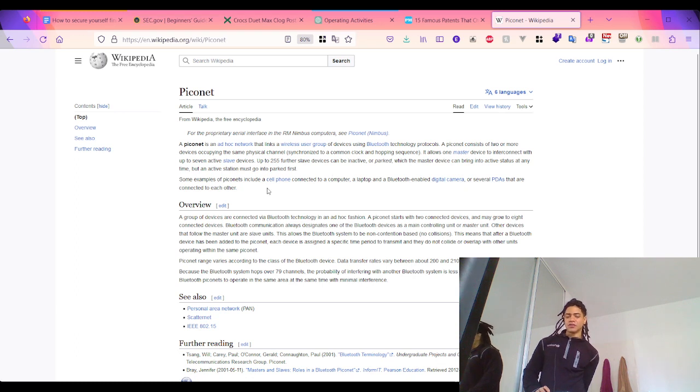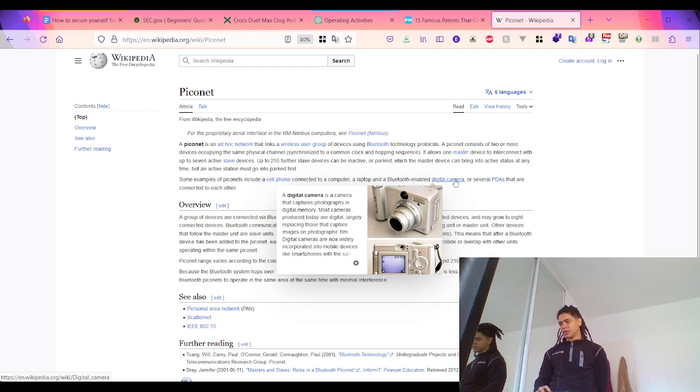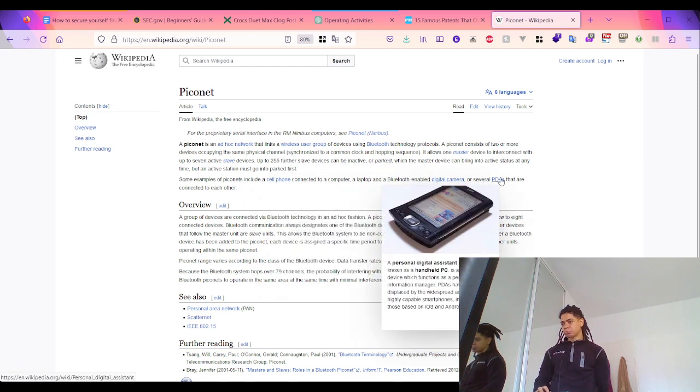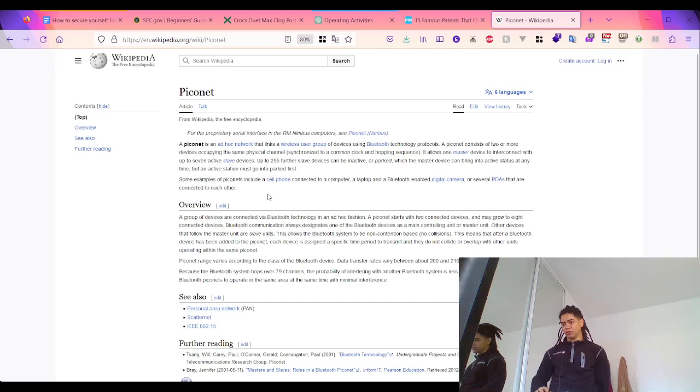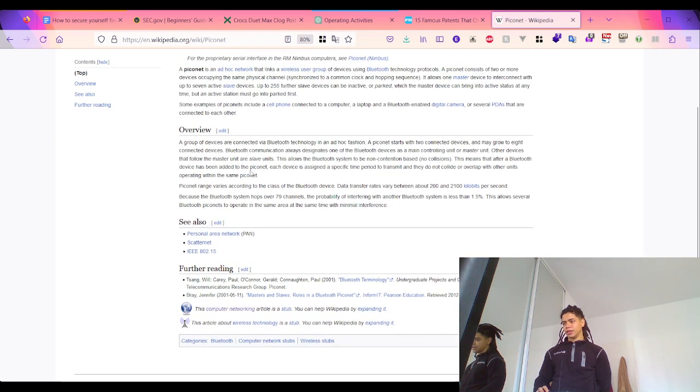So what happens when you connect to Bluetooth is you're creating a Piconet, a network of wireless user groups. For example, a laptop and Bluetooth-enabled digital cameras or several PDAs that are connected to each other. A group of devices are connected via Bluetooth technology in an ad hoc fashion. A Piconet starts with 2 connected devices and may grow to 8 connected devices. Interesting.